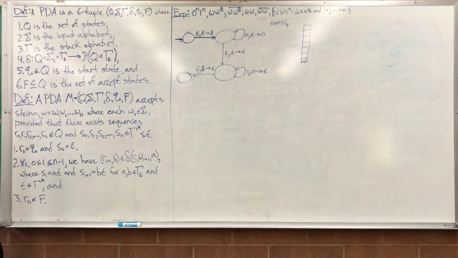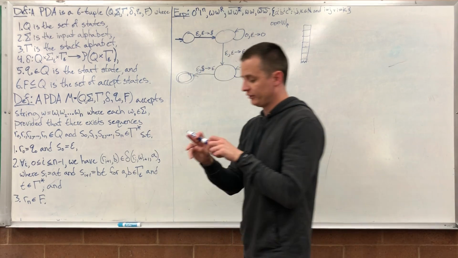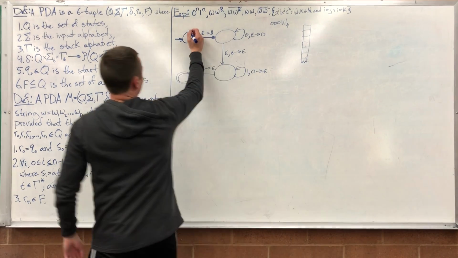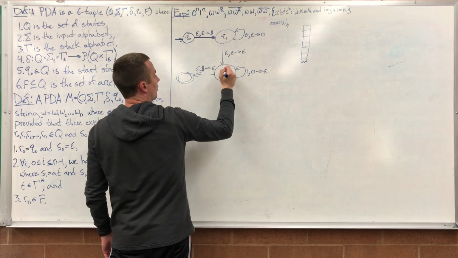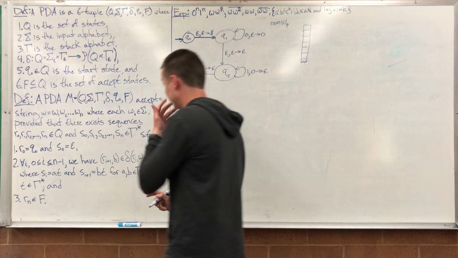Okay, so that was the machine for 0 to the n, 1 to the n. Now let's read this next definition and hopefully make it make sense with this ink. Let's label each of these states really quick to make sense of it. We'll call that Q0, Q1, Q2, and Q3. Q3 being our only accept state.